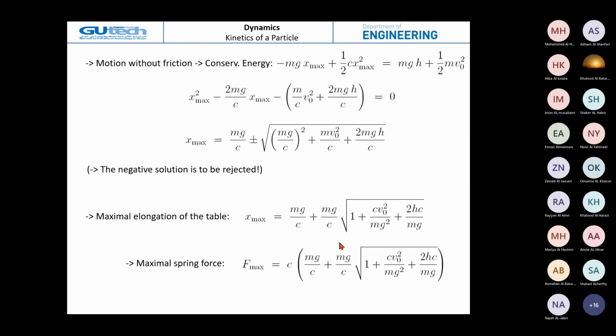Now, the maximum spring force, the force applied on the spring, F, will be only c multiplied by x max. This is the definition of the force in the spring. We just replace x max by its expression given by this relation here.